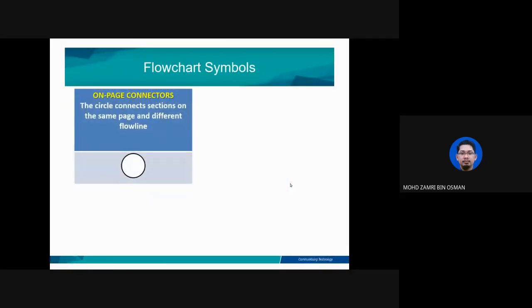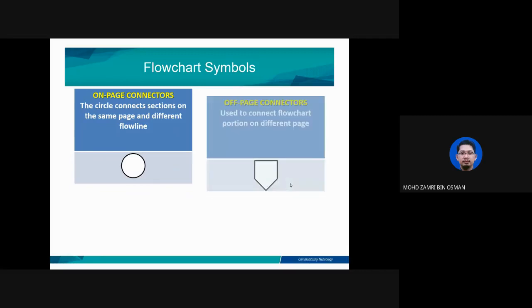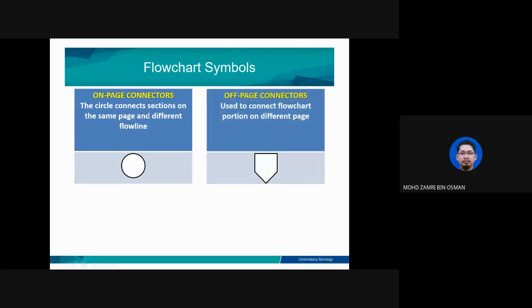Okay, another one is the one-page connector, the circle connector. It connects sections on the same page. Let's say you have a process and you want to connect it to the other modules in the same page. You're going to use this circle.